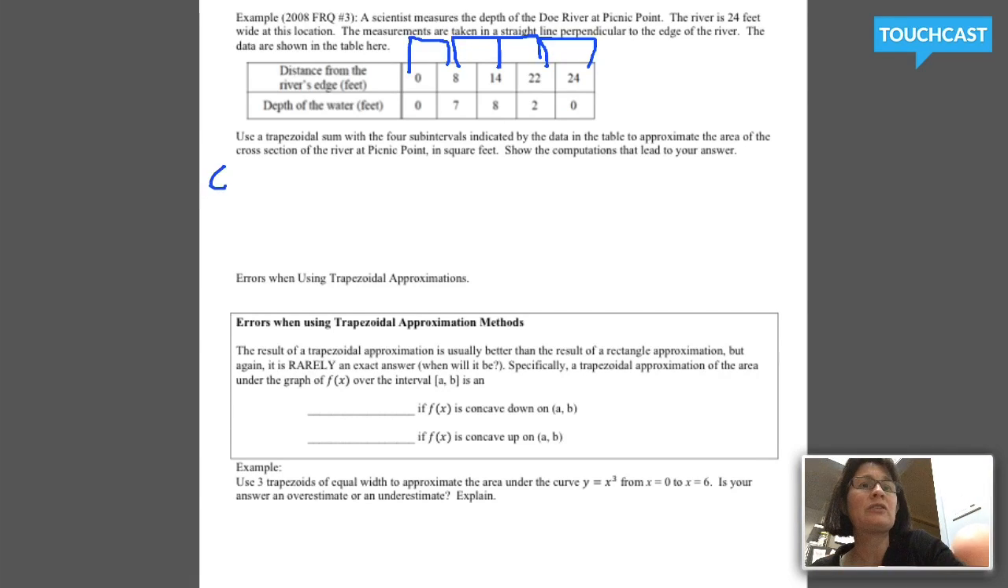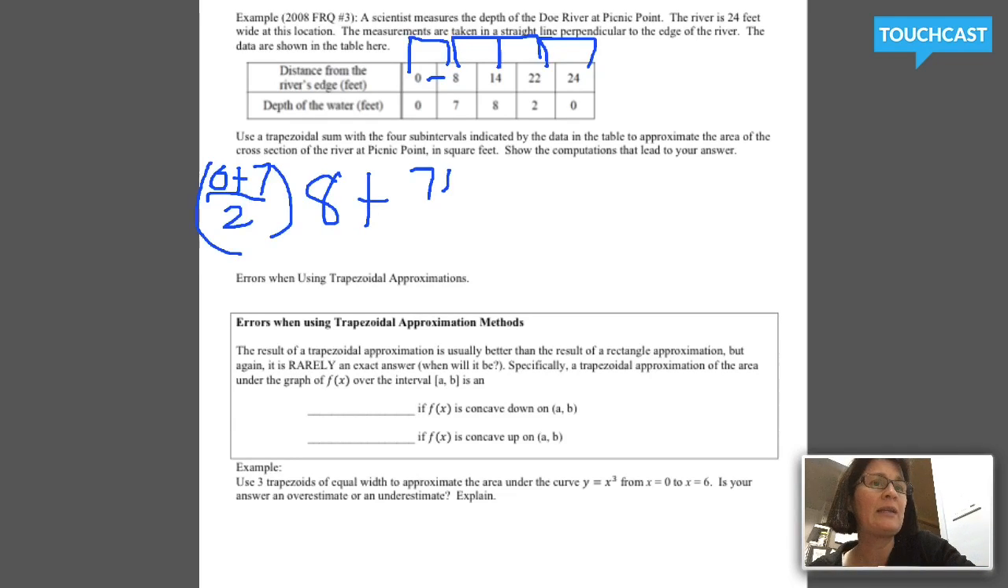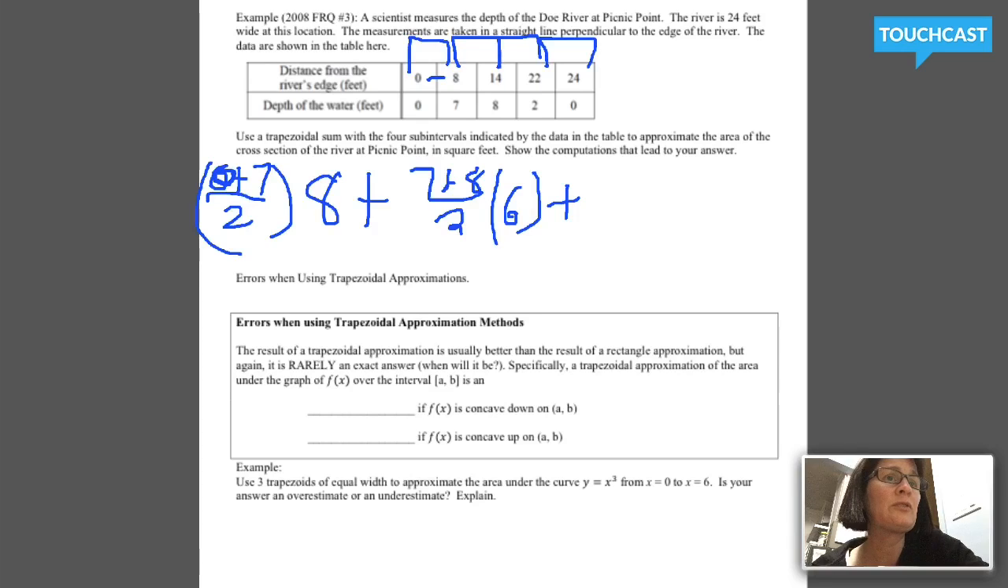So I'm going to take my average of 0 plus 7 and multiply by the difference between 0 and 8, which is 8. My second trapezoid, my 2 heights are 7 and 8, so I will take their average. And I'm going to multiply by the distance across the second trapezoid. The second trapezoid covers from location 8 to location 14. That's a distance of 6. My third trapezoid has heights of 8 and 2. We'll take their average and multiply by the distance across that trapezoid. It goes from 14 to 22, which is a distance of 8.